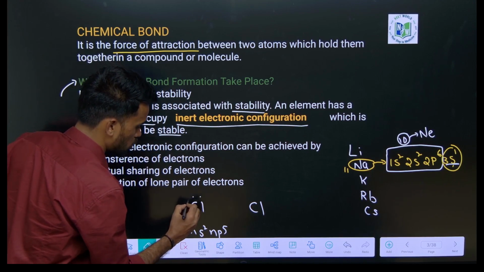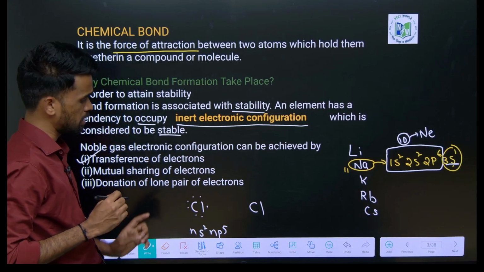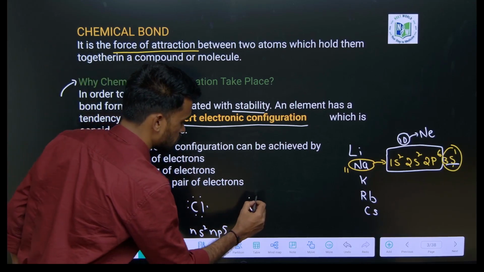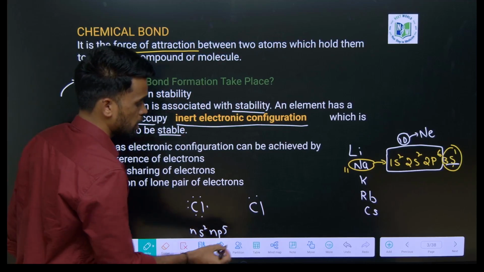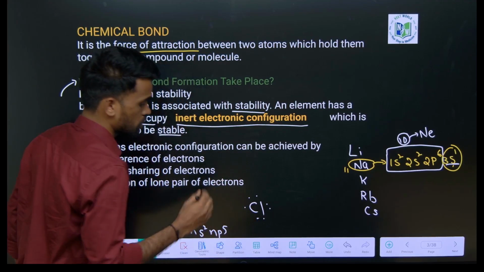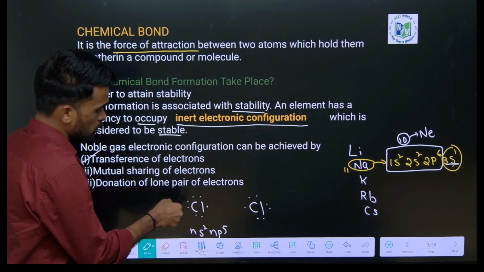So let us consider those electrons like this. I will explain how we are drawing this structure in the Lewis dot structure. These 7 electrons, here I have kept them like dots. Each dot represents 1 electron. Like this you can consider for both chlorine atoms. So here we have 7 electrons.